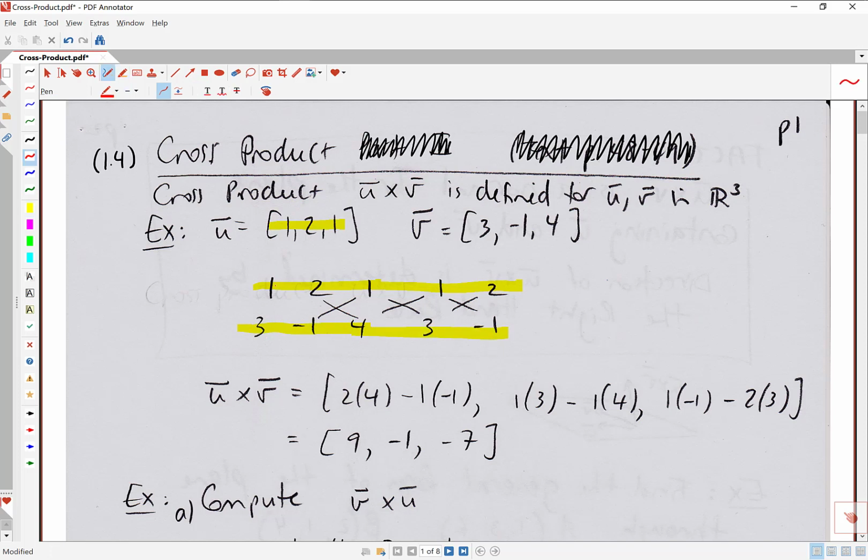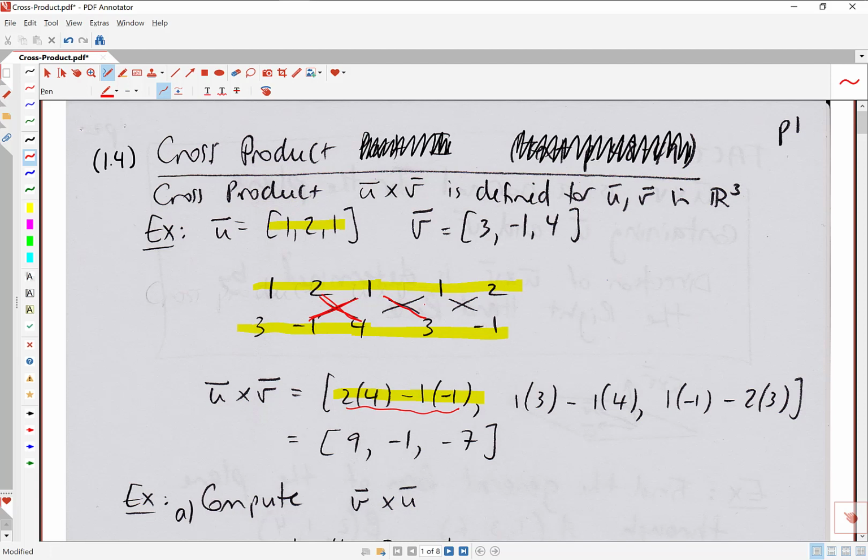First of all, we're going to ignore the first column here because that's just a placeholder. We're going to move into column 2. The operation we're going to do, calculate a forwards product minus a backwards product. So we're going to go 2 times 4 minus 1 times negative 1. So this is actually creating the first component of the cross product. So we're just thinking of this X pattern where we go forwards product minus backwards product, and that's creating this number here. And we're going to do that all the way across.